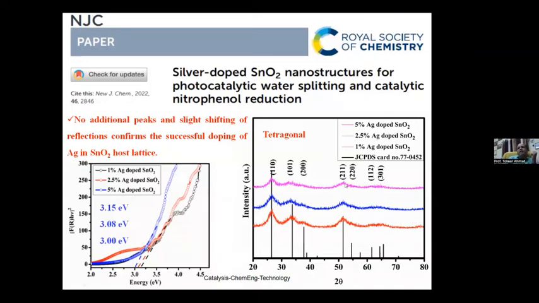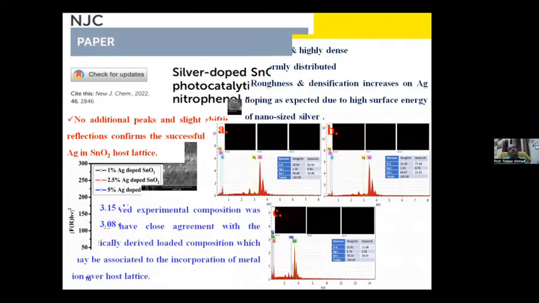This is the X-ray diffraction pattern, which shows that each diffraction peak could be indexed to silver doped SnO2 nanoparticles, and no additional peak or slight shifting of the diffraction pattern confirms the successful doping of silver over the SnO2 host lattice. And here, this is the UV visible plot which gives the optical band gap of silver doped SnO2 nanoparticles.